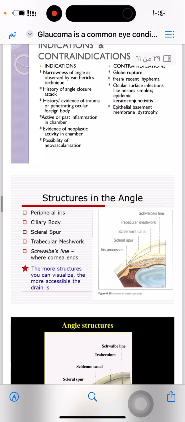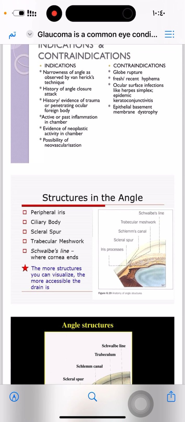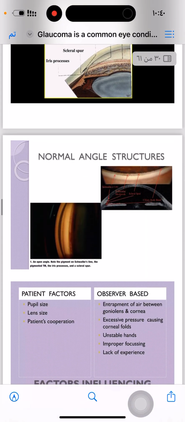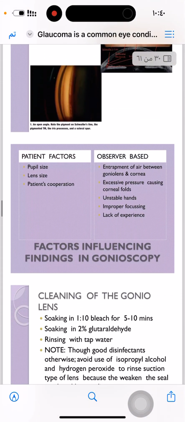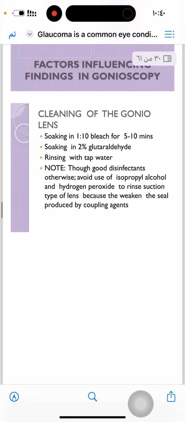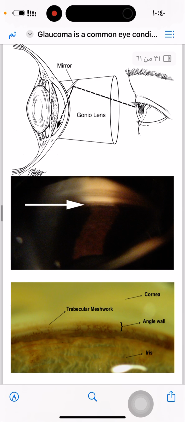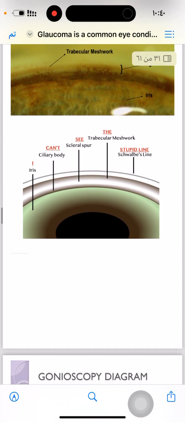Indications include the anatomy of the angle, angle culture, as you see, but we examine angle structures such as peripheral iris, ciliary body, scleral spur, trabecular meshwork, Schwalbe's line, where the cornea ends. Okay, as you see here in these pictures, patient factors, so we take this into account during our examination and our procedures. As you see by this mirror, we can see inside the eye, especially the angle.